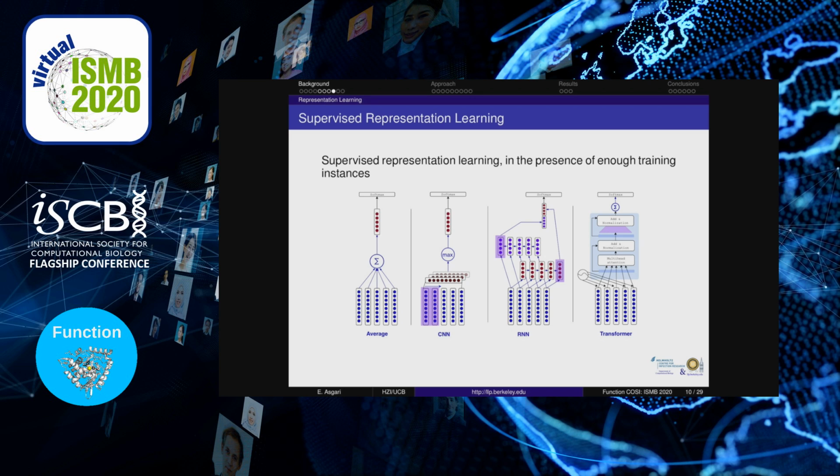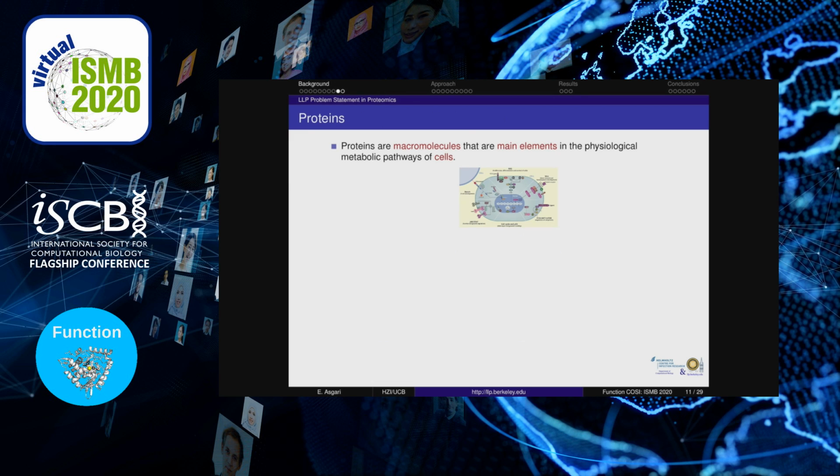And when we have enough training samples, we can train a supervised network. So we can just train a classification network using average of embeddings, or using a CNN, or recurrent neural network, or more recent transformer networks. Subsequently, by cutting the network in the beginning, we can have representation for words or subsequences, and by cutting the network at the output layer or close to the output layer, we can have representations for the whole sentence or the whole sequence.